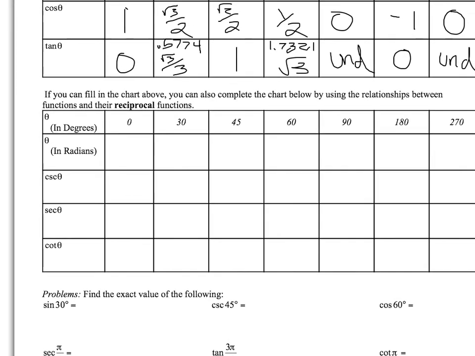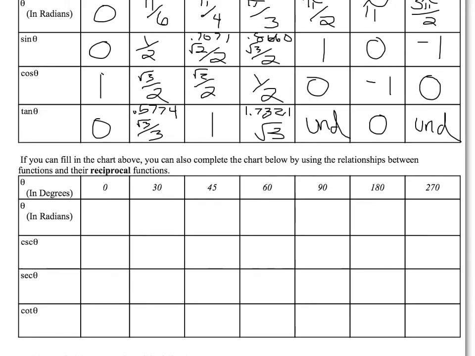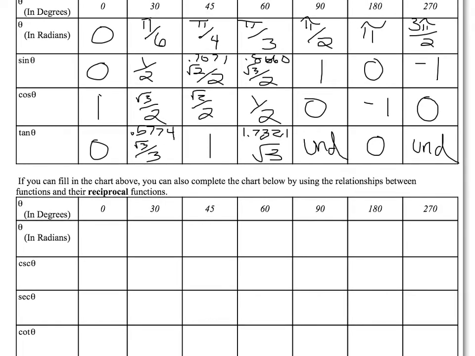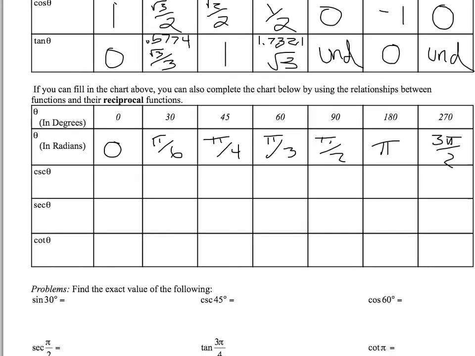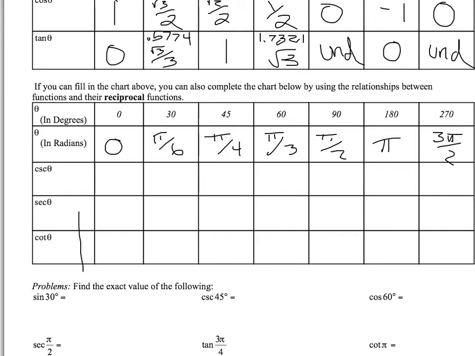For the reciprocals, the first thing we have is to convert these to radians, which we already did above, so let's just copy that over quickly. 0, pi over 6, pi over 4, pi over 3, pi over 2, pi, and 3 pi over 2. Then we're going to type cosecant of 0. The way we type cosecant, remember, is 1 over sine. So when you type 1 over sine 0 in your calculator, you get an error, so it's undefined.